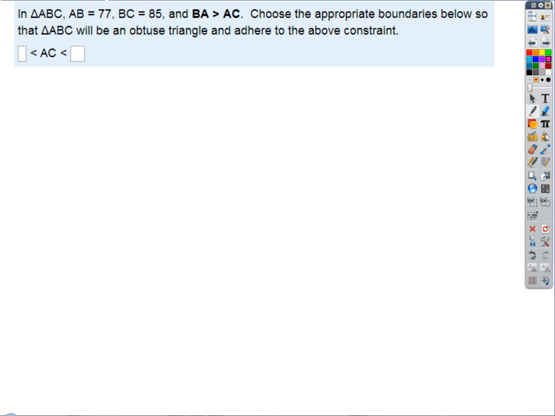Problems like this are tough. People are having a little trouble with these. I can understand why. Okay, so what do we do with these? They're giving us some conditions here. We've got triangle ABC, and we want this triangle to be obtuse, right?